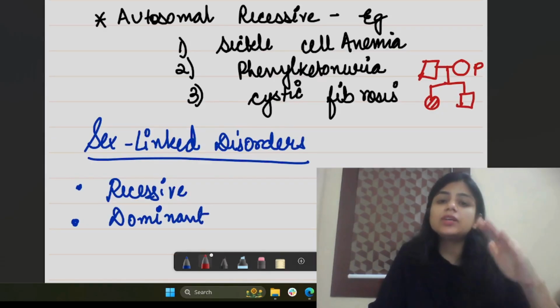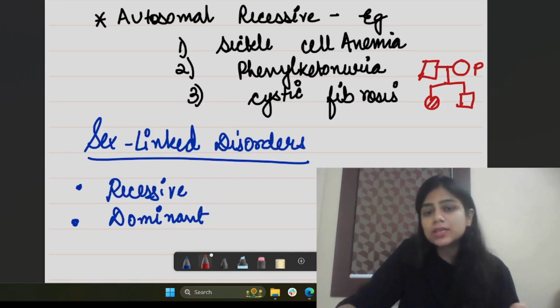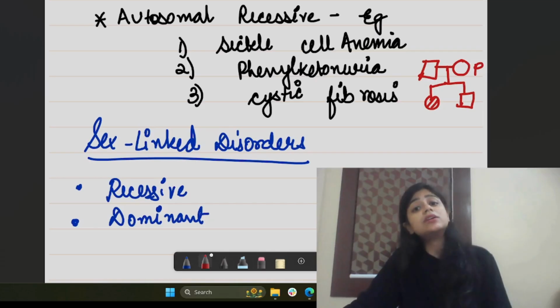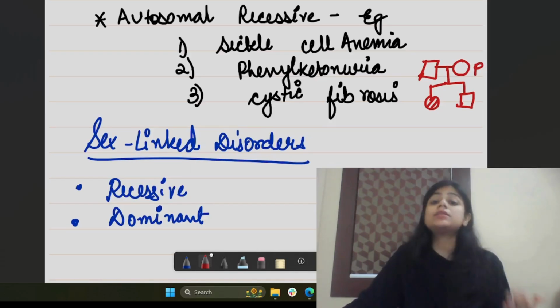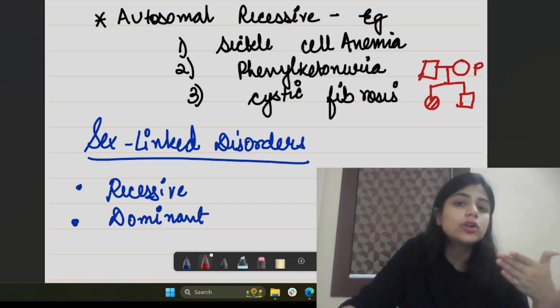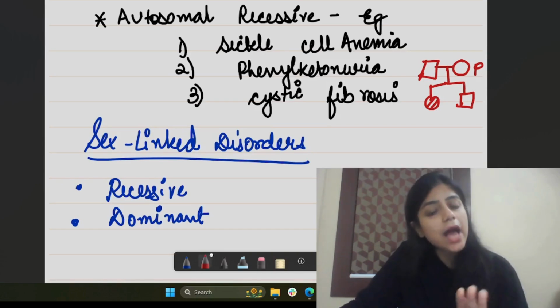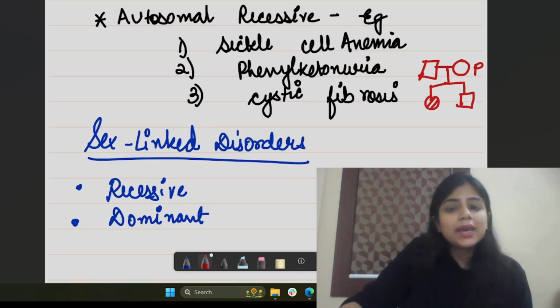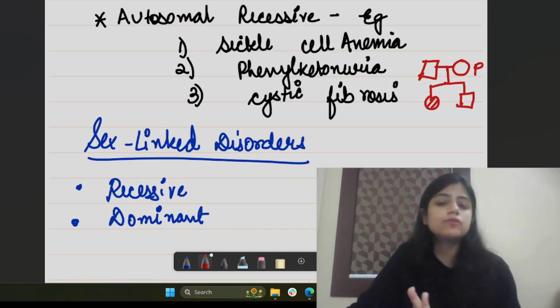That means whenever there is a skip of a generation, in one generation you are not seeing the disease trait. However, in the other progeny of this generation line, you can see the trait is visible. That means in this generation the disease has got skipped. That is the characteristic of the recessive one. That is applicable to both males and females, and to both autosomal and sex-linked recessive.